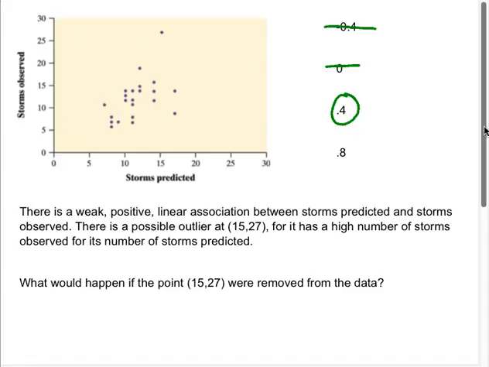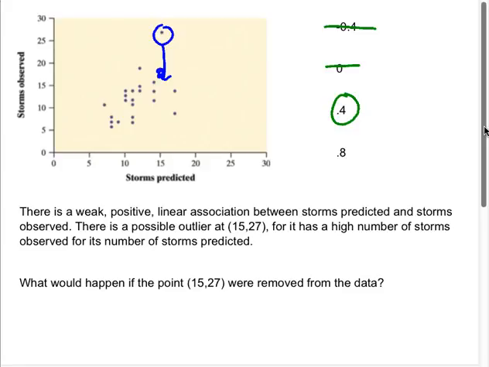So remember, whenever you notice an outlier, you should always be telling me why is it an outlier? What's unique about it? Well, this point right here should be lower. It should be closer to right here or something like that, okay? It should not be that high.